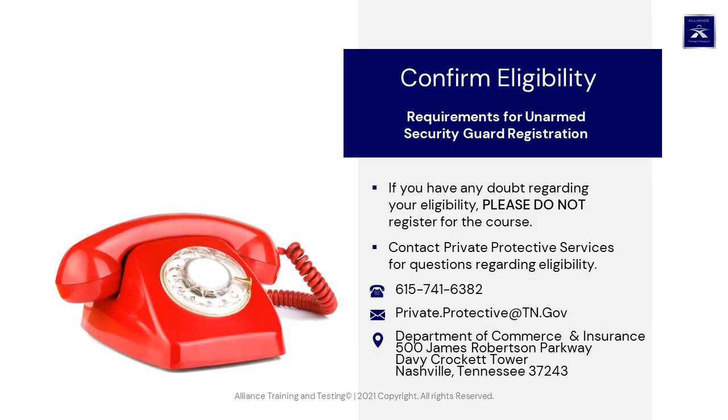Requirements for unarmed security guard registration. If you have any doubt regarding your eligibility, please do not register for the course. Contact Private Protective Services for questions regarding eligibility. 615-741-6382. Private.protective@tn.gov. Department of Commerce and Insurance, 500 James Robertson Parkway, Davy Crockett Tower, Nashville, Tennessee 37243.